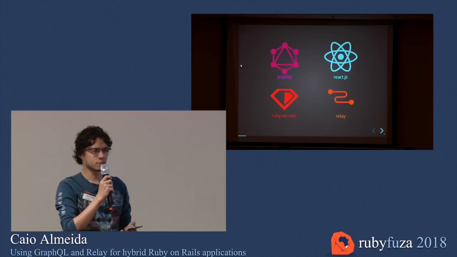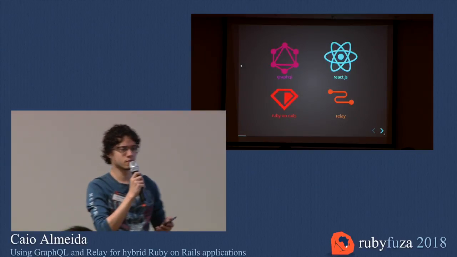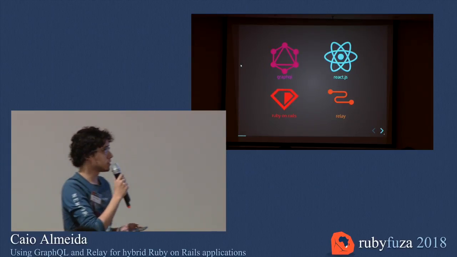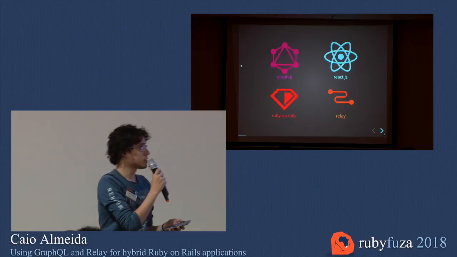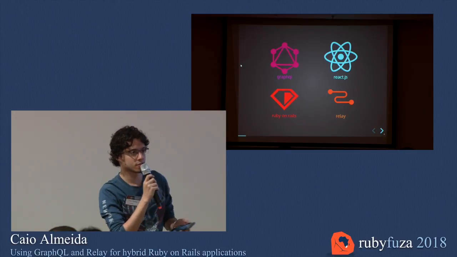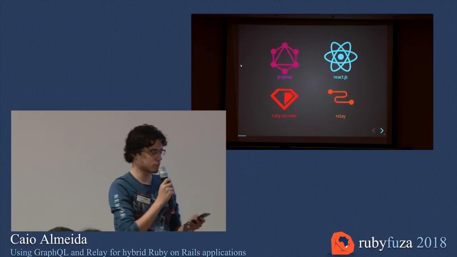So these are the 4 things I'm going to talk about. The idea here is not to go deep into any of them, but just to talk about the main aspects of each, so you get an idea. So I'm going to talk about GraphQL, React, Rails, and Relay. So it's not only a Ruby talk, it's half Ruby and Rails, the other half is JavaScript. I hope you are fine with that.